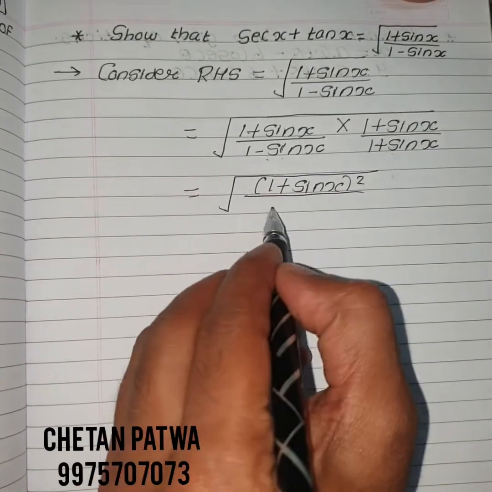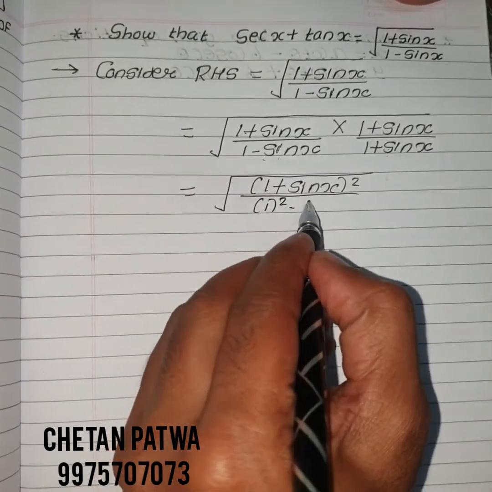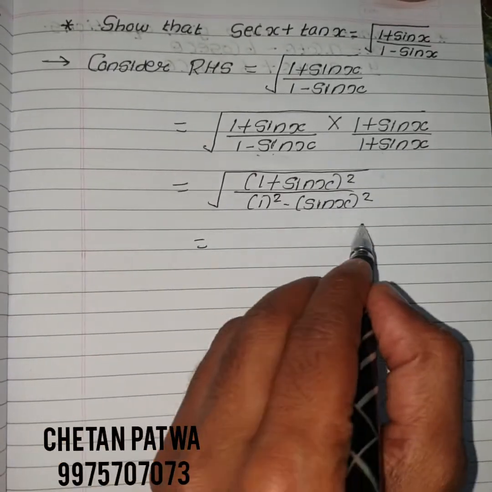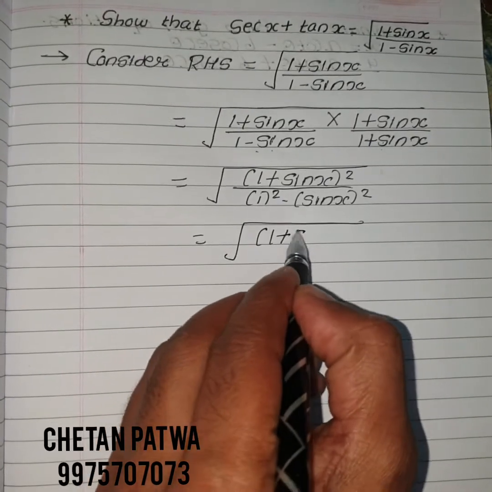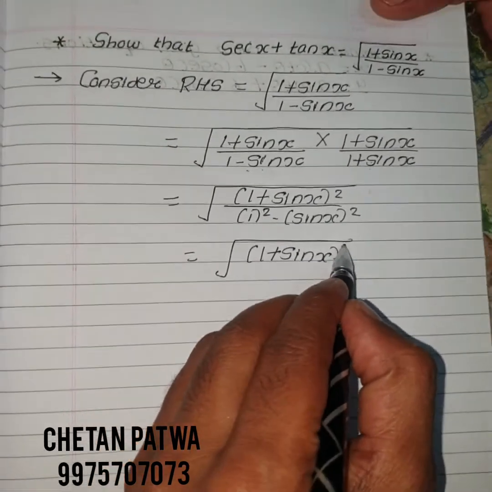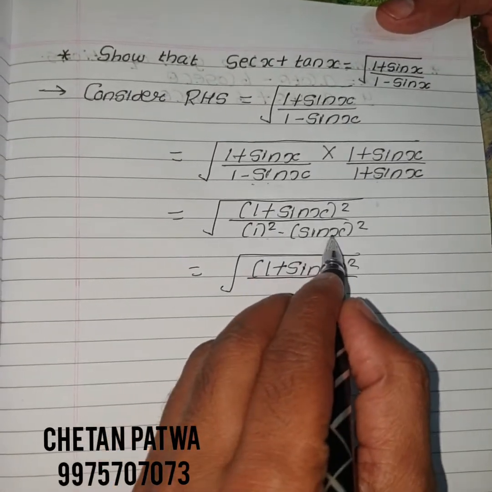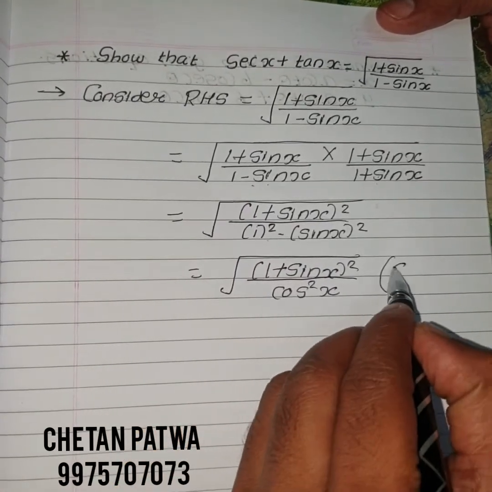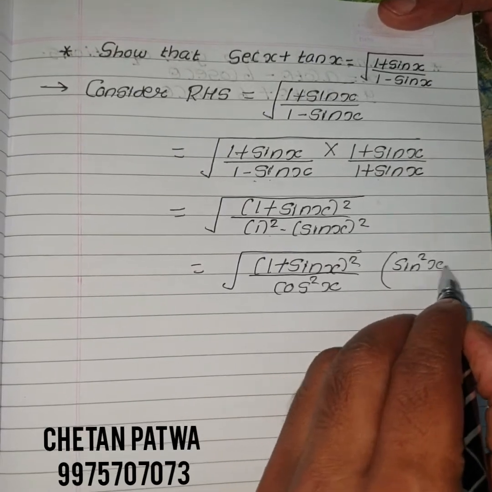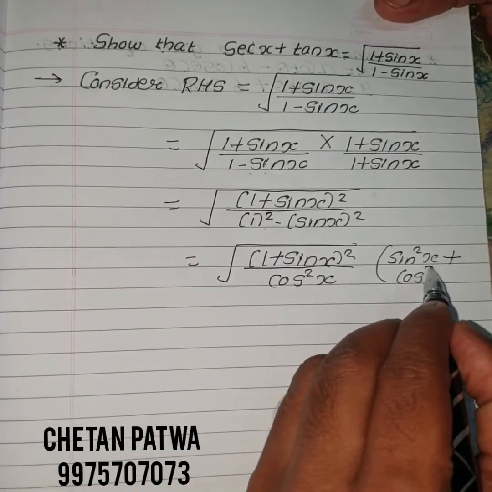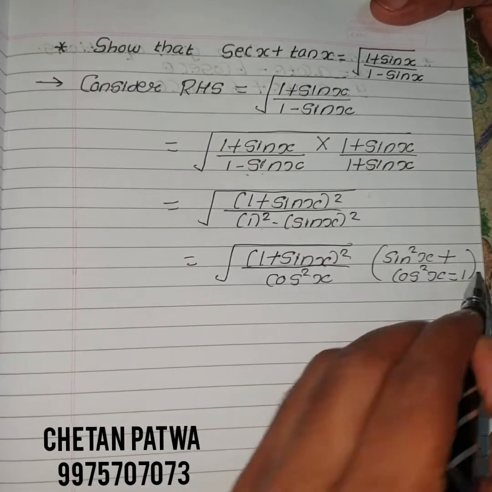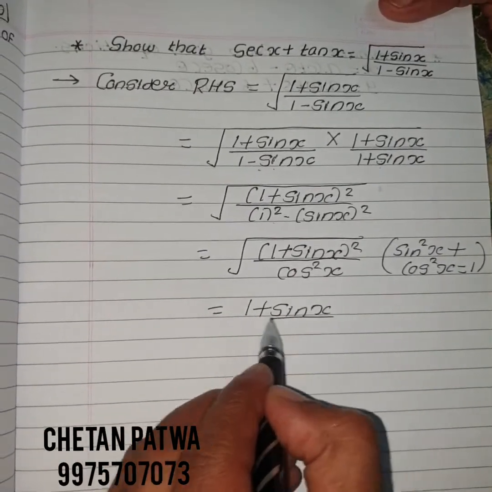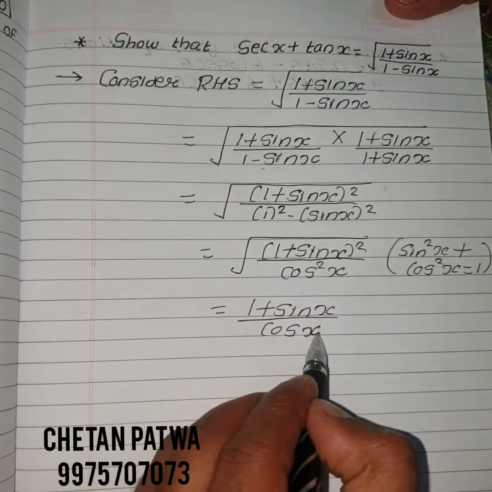(a minus b)(a plus b), what is the formula? a square minus b square. Now that is equal to (1 plus sin x) bracket square upon, what is 1 minus sin square x? Cos square x. Here we can mention the reason: sin square x plus cos square x is equal to 1. Now square and square root will get cancelled. So what will remain? (1 plus sin x) upon cos x.